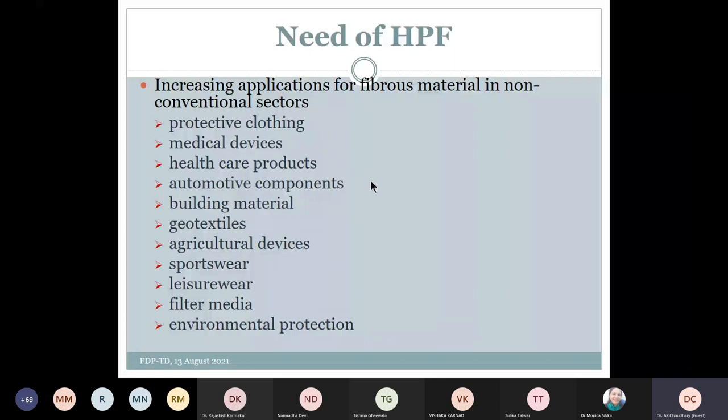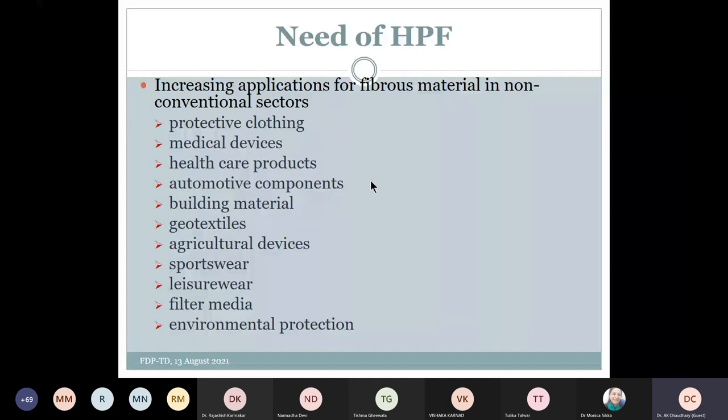This high performance fiber is also used in the area of filtration and separation, either gas separation or liquid separation, and also for environmental protection. Especially in the hill areas, they use nets and cloth in order to stop erosion of the rocks, any sliding erosion of the rocks. We can also use certain high strength fabrics, high strength nets and high strength material for saving the lives of people or facilitating other parts of society. So this is the overall huge application of high performance fiber.